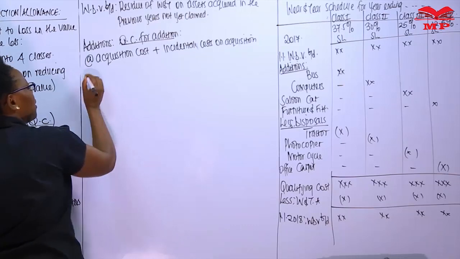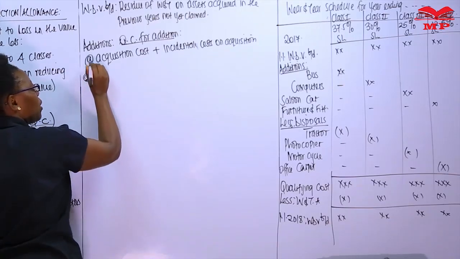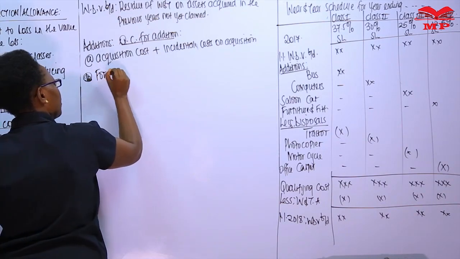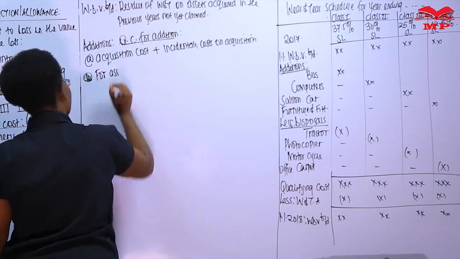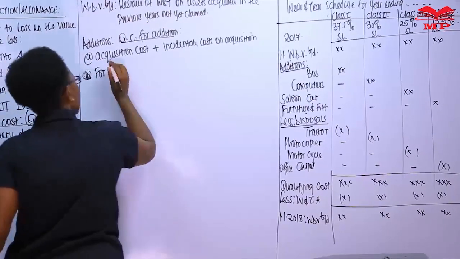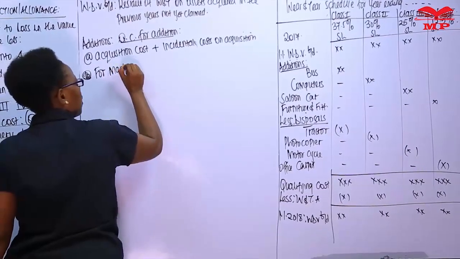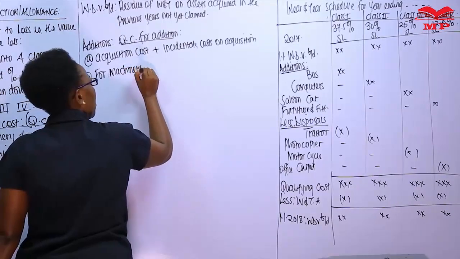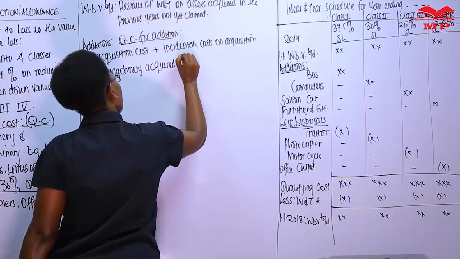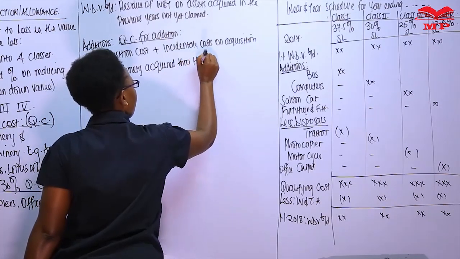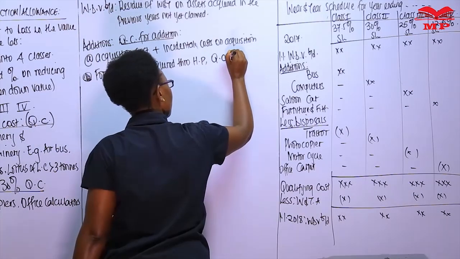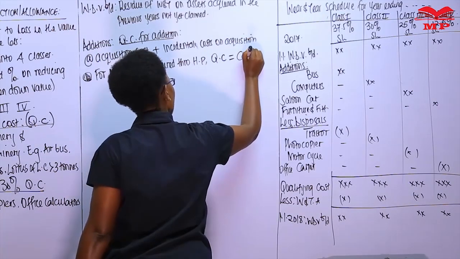Then sometimes we buy items on hire purchase. So for hire purchase or for assets, let's use a common term, machinery. For machinery acquired on hire purchase, acquired through hire purchase, then the qualifying cost is equal to the cash price.